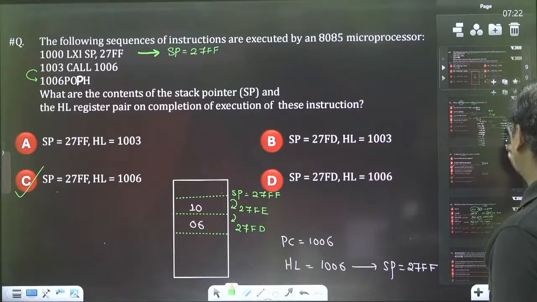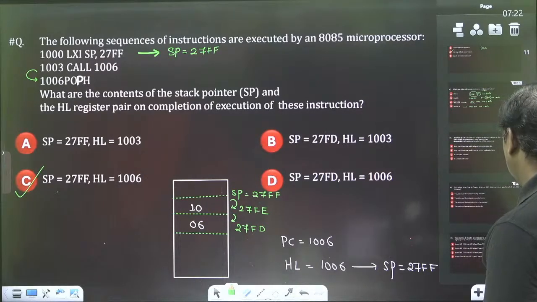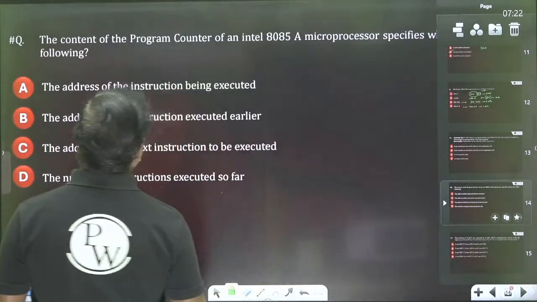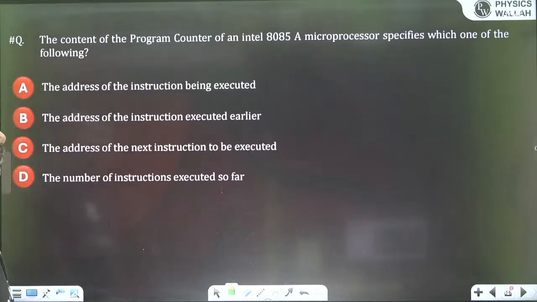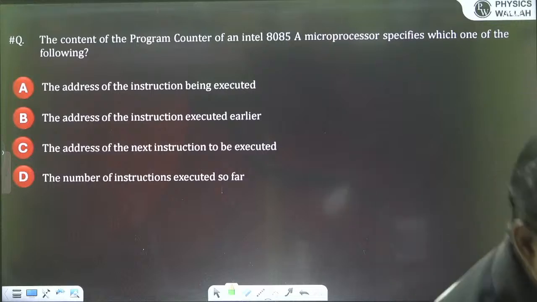Yes, I know the exam. Okay. What is the answer for this question? The content of the program counter of an Intel 8085 microprocessor specifies which one of the following? Tell me quickly, dear. It is a very simple question. Don't miss it, tell me the answer.